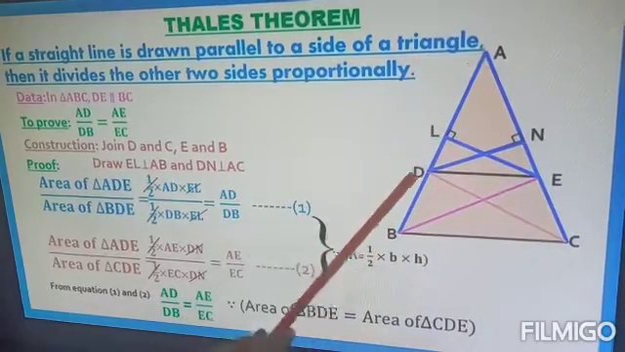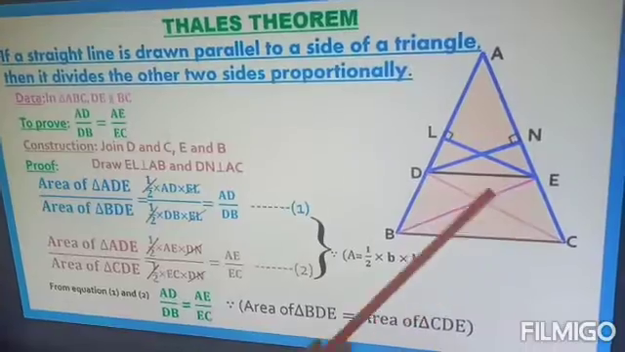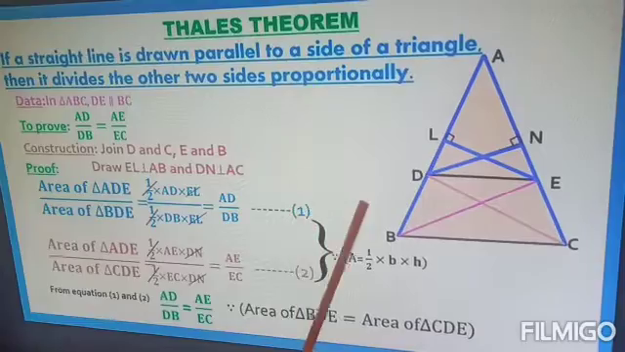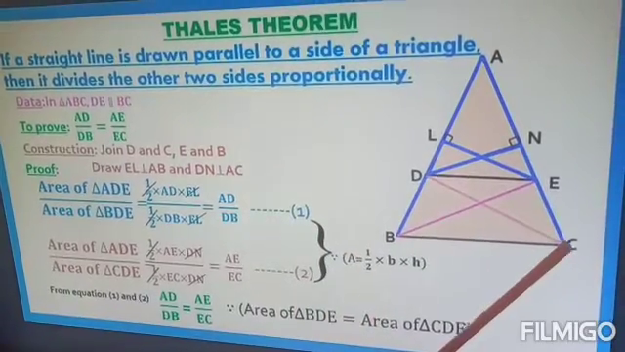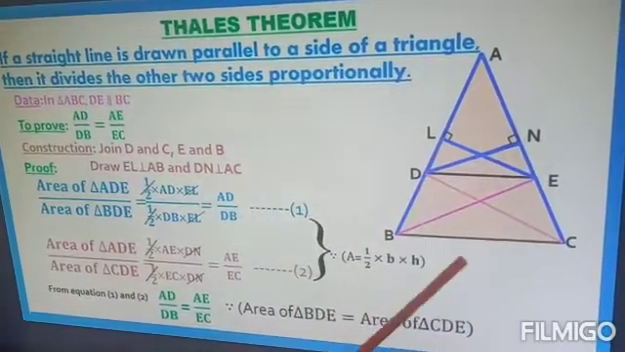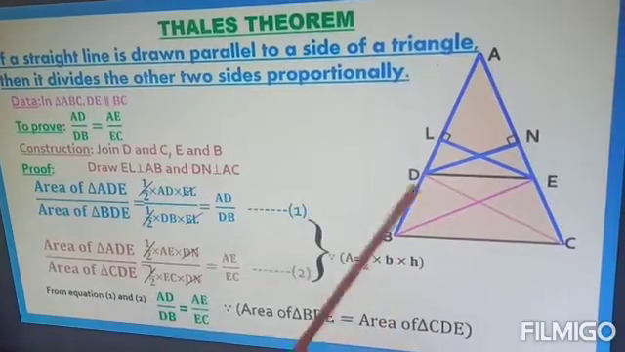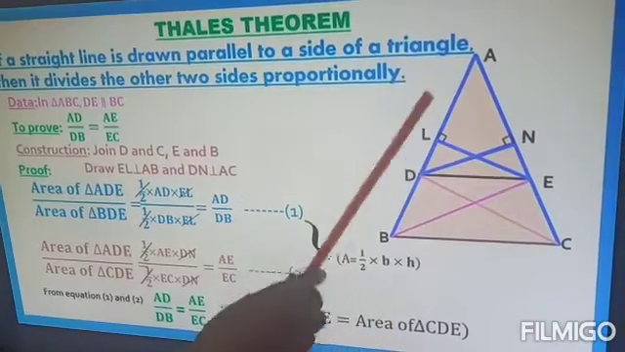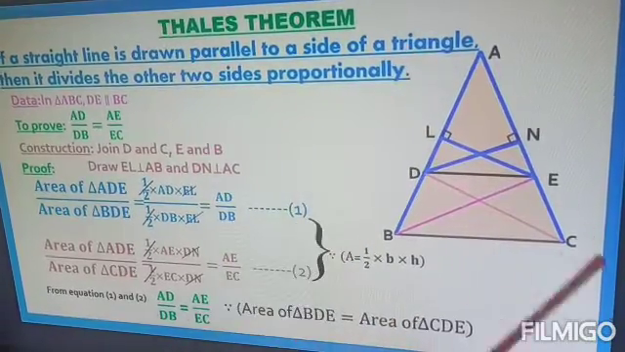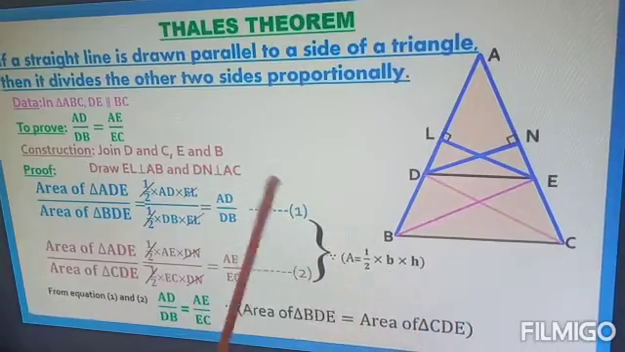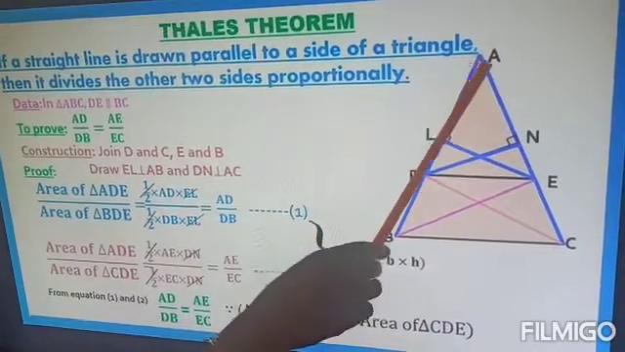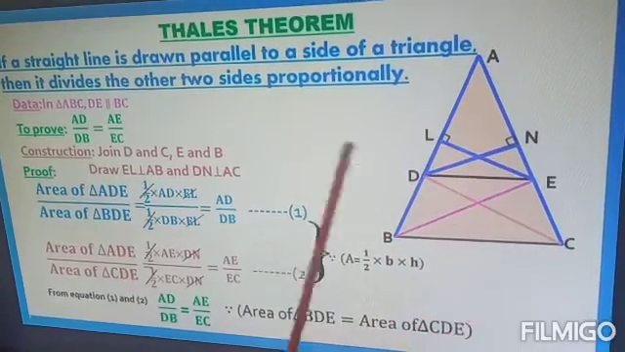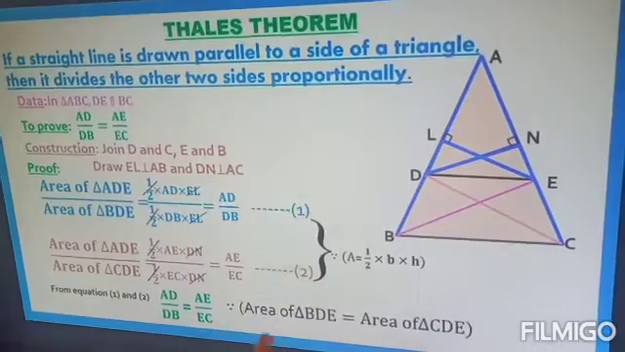Then this straight line cuts the other two sides. Which are the other two sides in this triangle? For BC we drew this straight line parallel, so except BC, the other two sides are AB and AC. This straight line cuts or divides the other two sides AB and AC proportionately, means AD by BD is equal to AE by CE. This we have to prove.